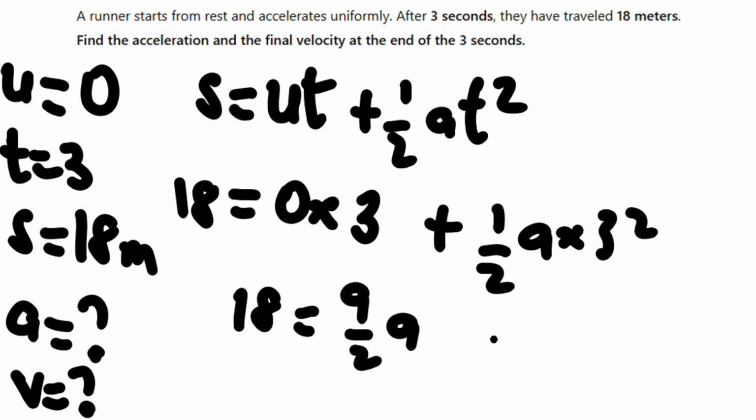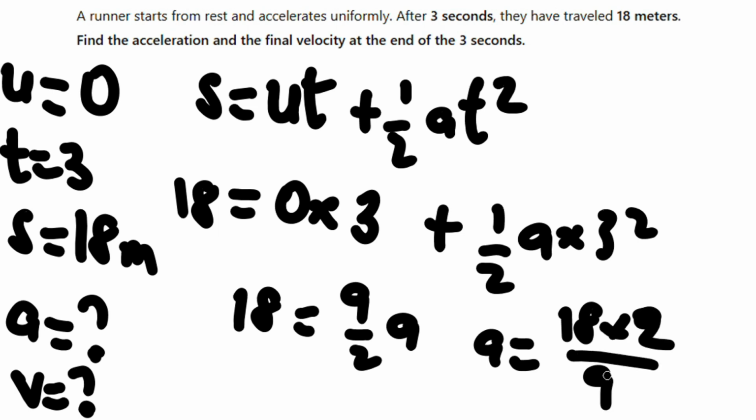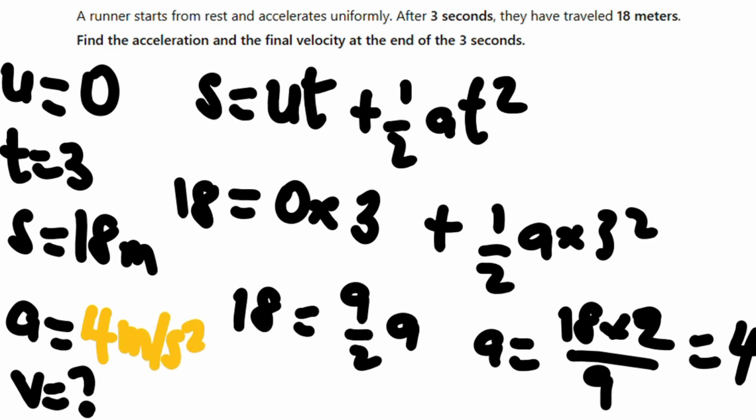So you can find the value of a by just doing a is equal to 18 times 2 all over 9, right? If you do that, you are going to have 4. The value of a is actually 4 meters per second squared. So we know the value of a now.